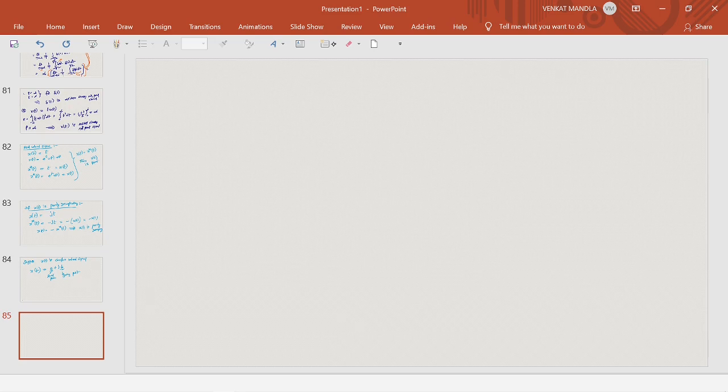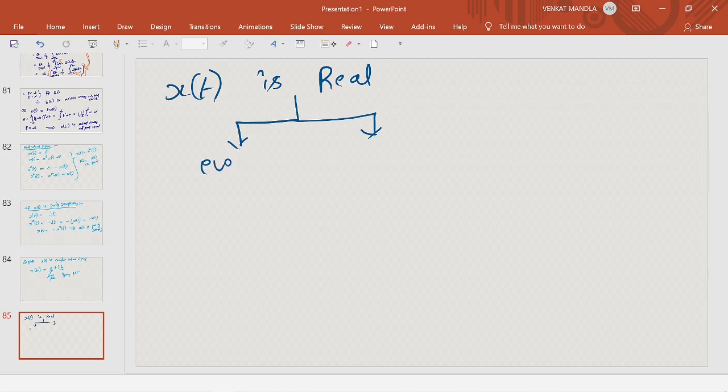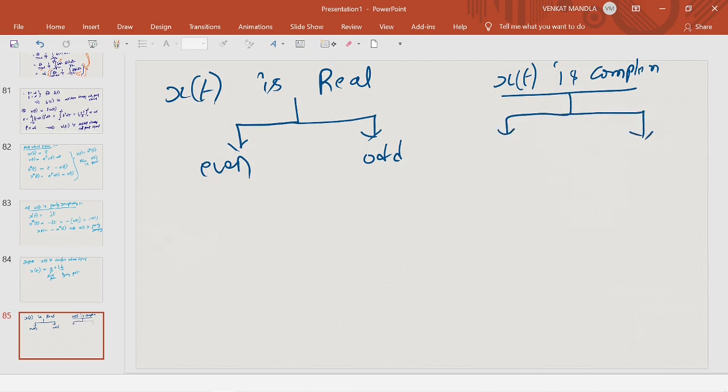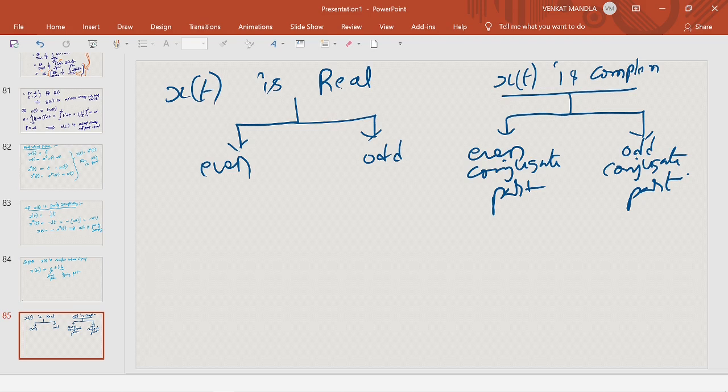Let's start. So if x of t is real, then we have two classifications, even and odd. If x of t is real, we have its even part and its odd part. If x of t is complex, we have the even conjugate part and the odd conjugate part. I will derive the formula for the even part and odd part, and the even conjugate part and odd conjugate part.